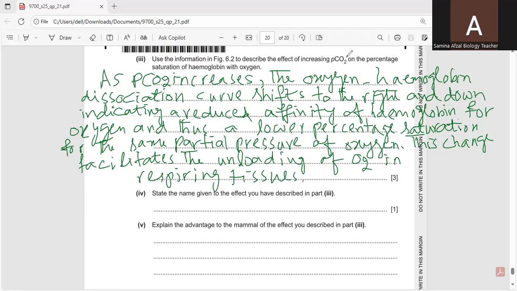So the next question is: state the name given to the effect you have described in part 3. The name given to the effect where an increase in partial pressure of carbon dioxide causes a reduction in hemoglobin affinity for oxygen is called the Bohr effect.